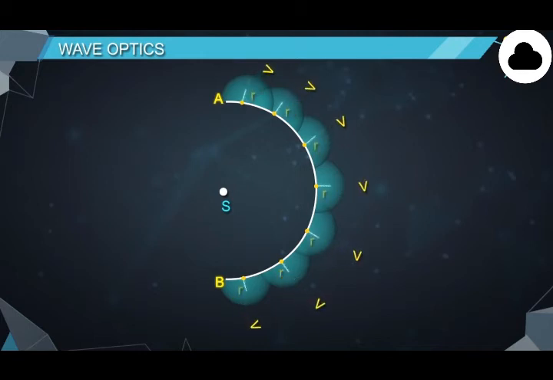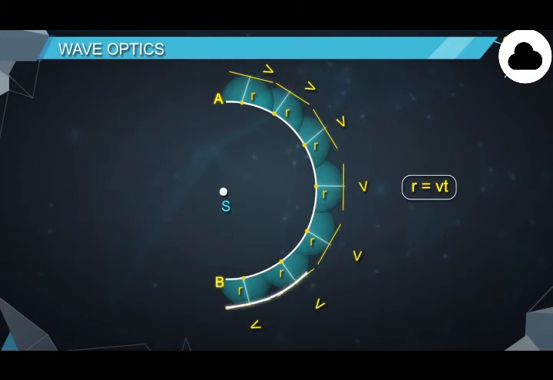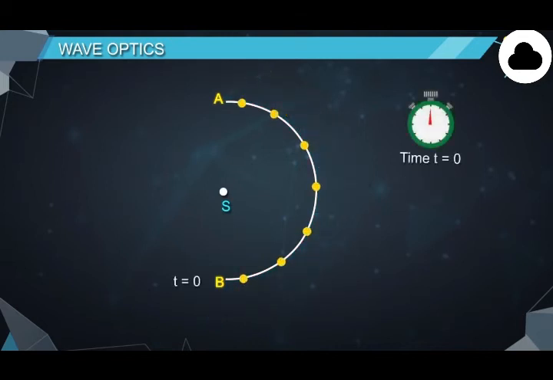The radius of the secondary wavelet is given by r equals vt. Now, if we draw a tangent to all these waves, we will get the position of the new wavefront A'B'. When time t is equal to 0, the radius of the secondary wavelets will be equal to 0. It represents the initial position of the wave.